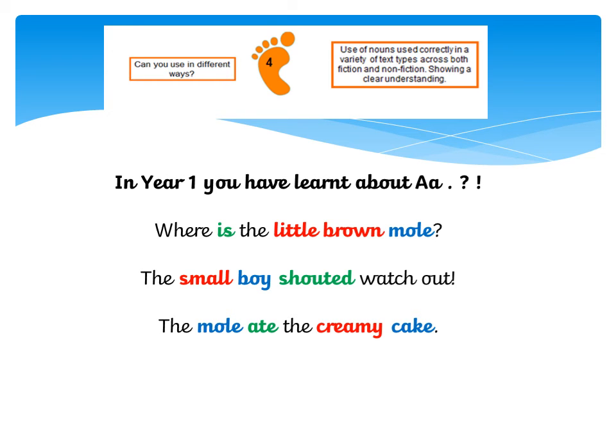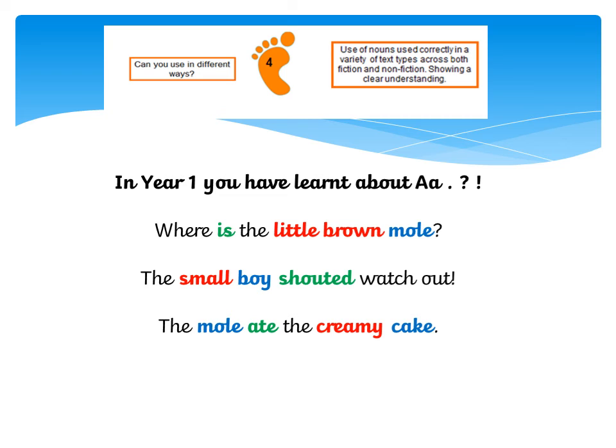So in year 1, you've learnt all about capital letters, lowercase letters, and about how we think about those looking different, about showing the person that's reading our writing that they look different. We've used full stops, question marks, and more recently we've been thinking about exclamation marks. So here I've got 3 sentences. "Where is the little brown mole?" "The small boy shouted, 'Watch out!'" And "The mole ate the creamy cake."